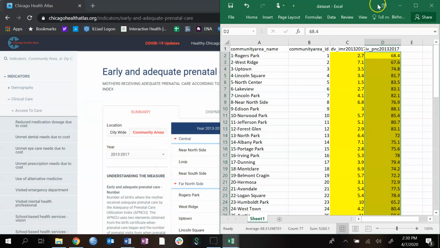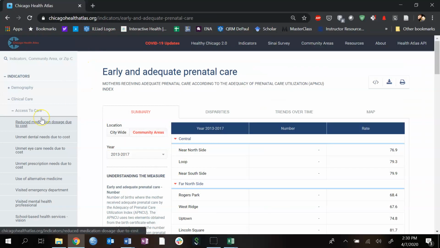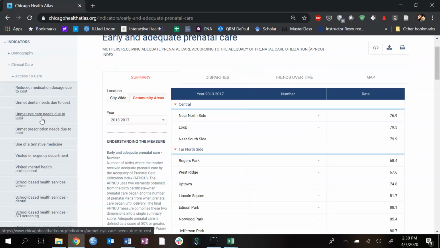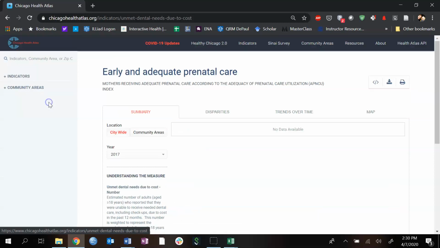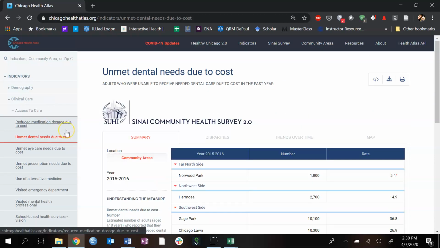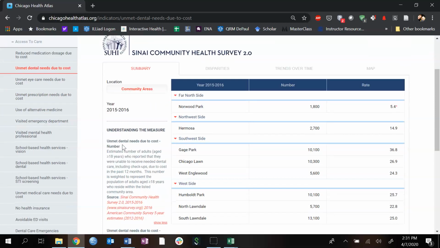Now, let me see, there are some of these variables that are kind of interesting here, like this unmet dental needs due to cost. It could be kind of interesting: if you don't have enough money to go to the dentist, maybe you feel like you might not have enough money to go for early and adequate prenatal care and do all the other things that are necessary to protect the health of a baby. We could think about that.